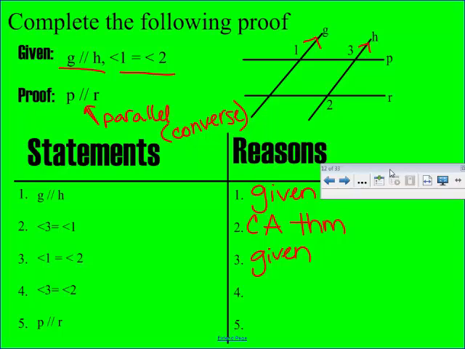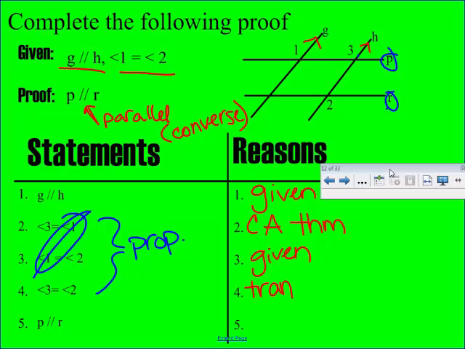Now, we don't know 3 is equal to 2 by alternate exterior, and the reason is that they didn't tell us that P and R are parallel. So we can't say for number 4 that they are congruent. But what I was just talking about with the property, okay, let's take a look at this. 3 is equal to 1, 1 is equal to 2, therefore 3 is equal to 2. Well, the 1's overlap and cross out, and let's combine 3 and 2. That will give us the transitive property. Okay? So now, let's take a look at this final step.